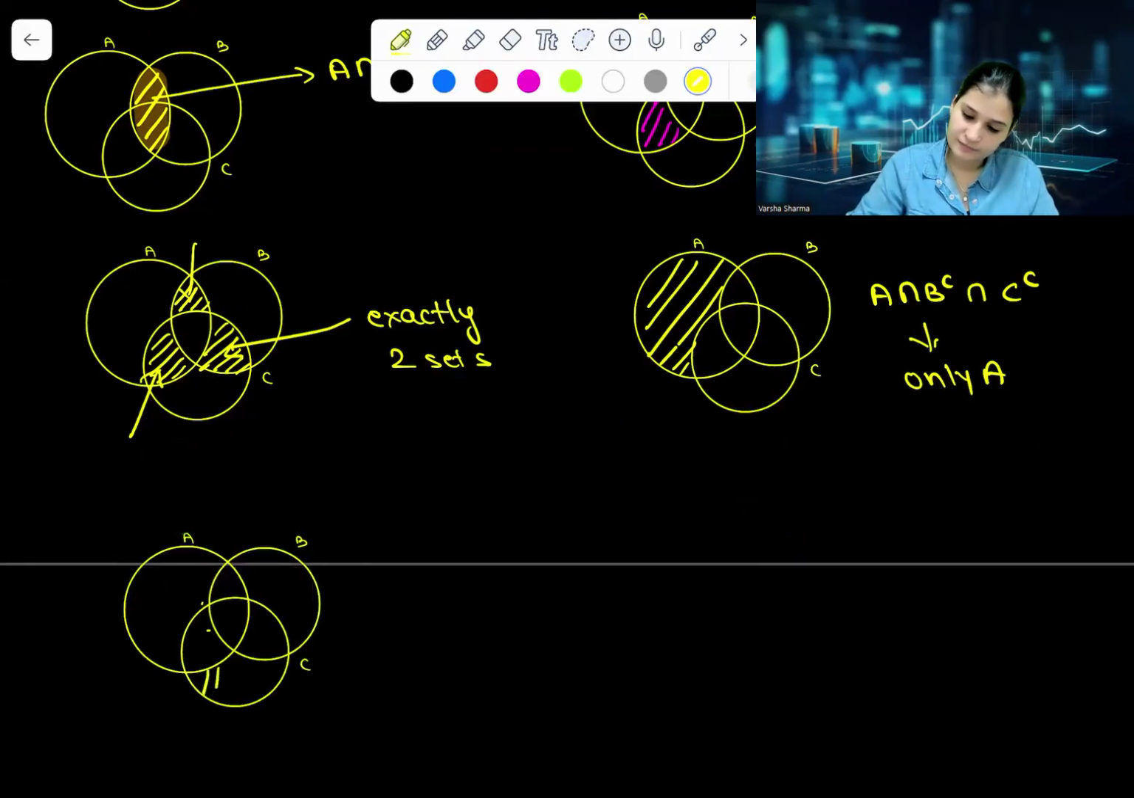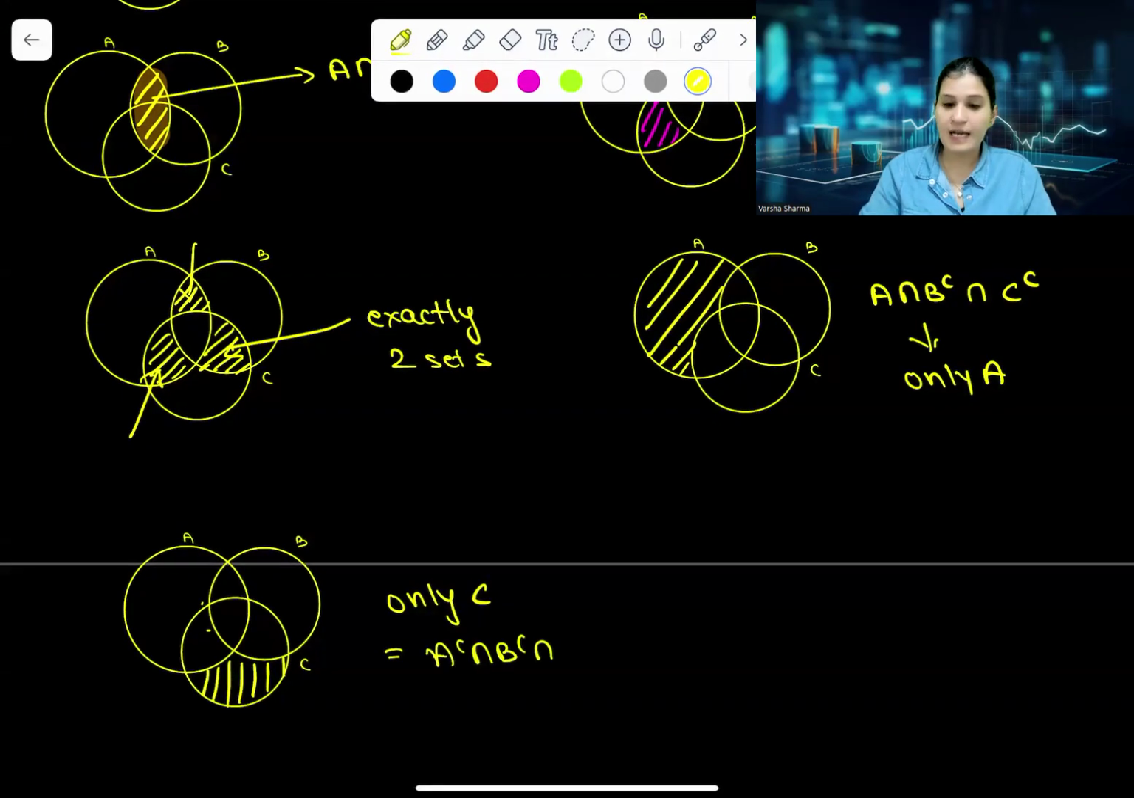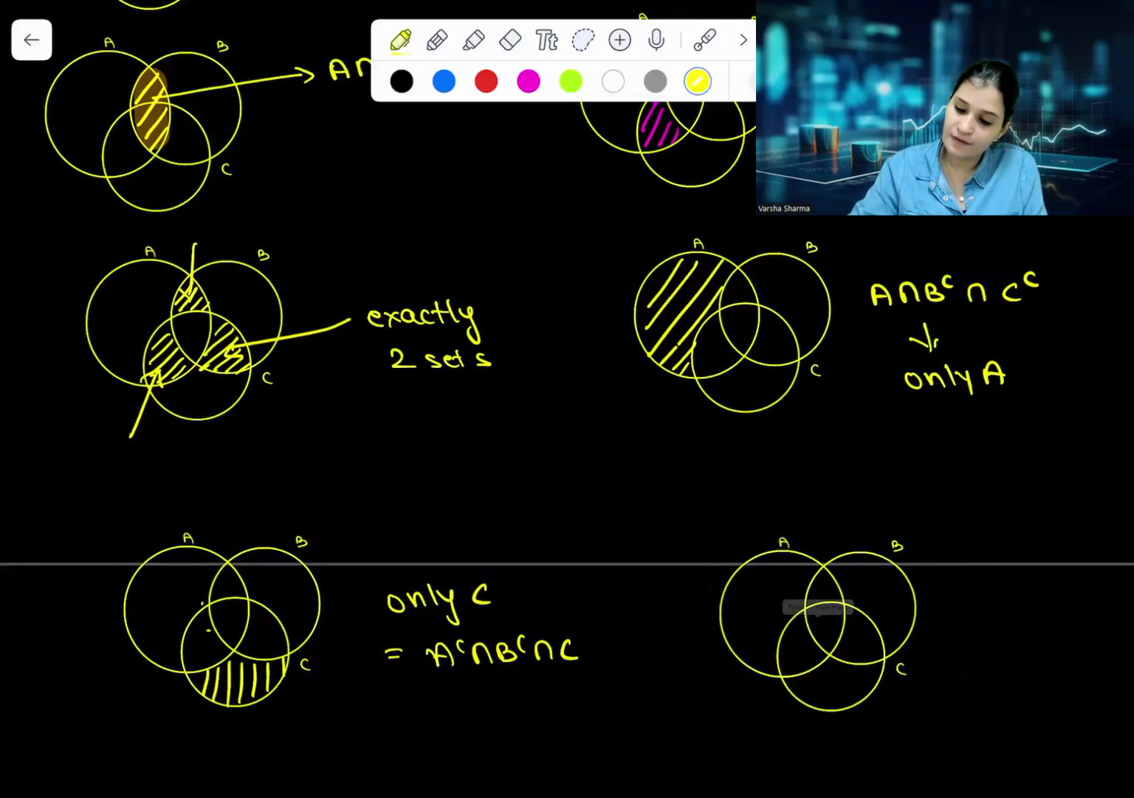What will this be? Only C. Symbolically, A complement intersection B complement intersection C. Very good. I don't want A, I don't want B, I only want C. Yes? Clear? Yes, ma'am.